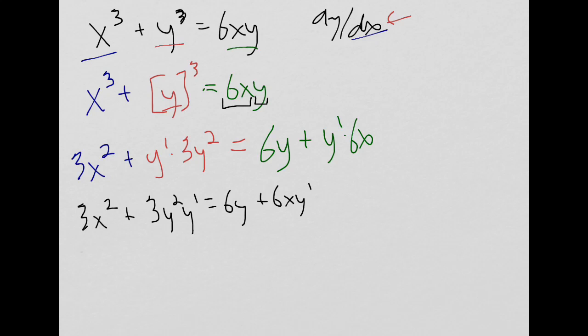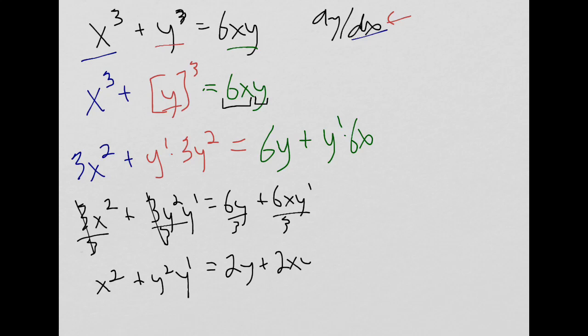So I want you to notice that everything's divisible by 3. You could do this step now or you could do it later, but I look at this and I say, all right, I'm going to divide everything by 3. So divide all the terms by 3. You should see that I get x squared plus y squared y prime equals, I get a 2y out of that, and then plus a 2x y prime.